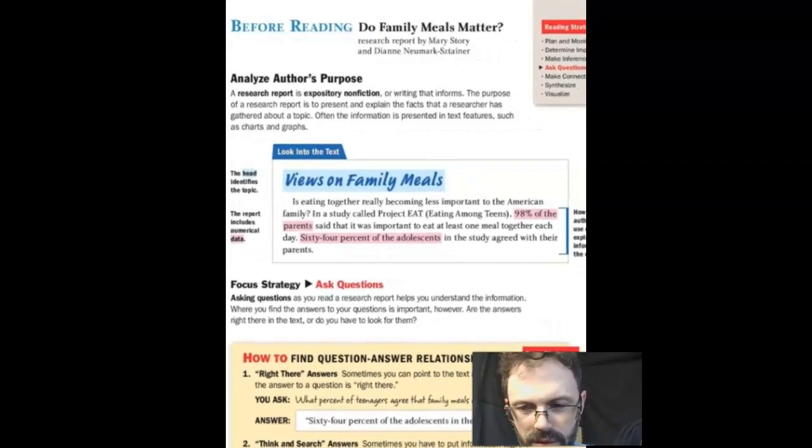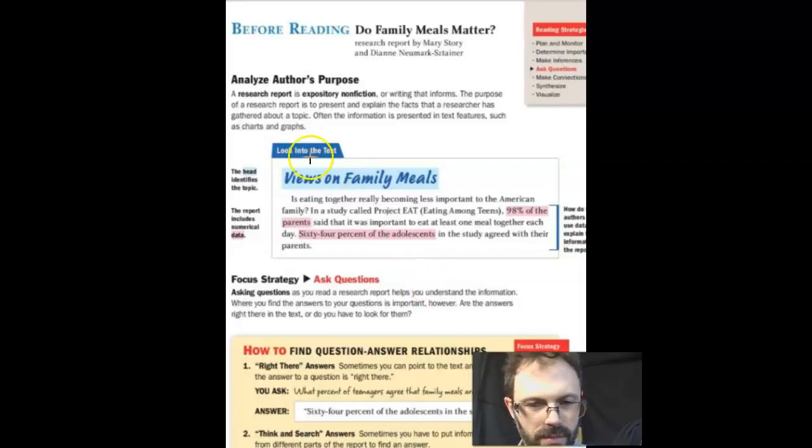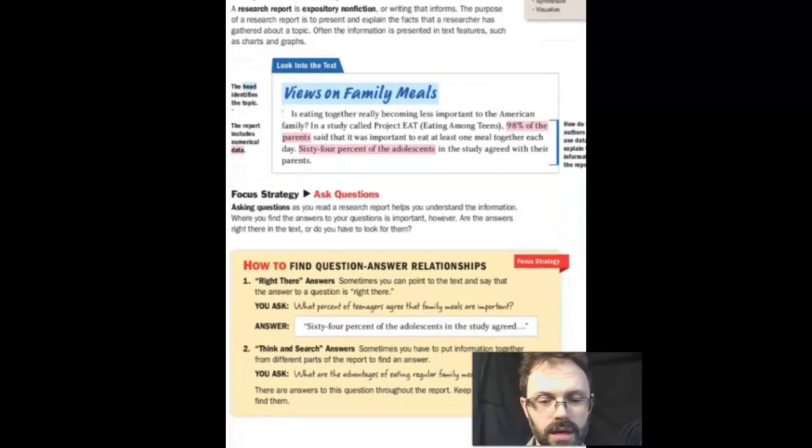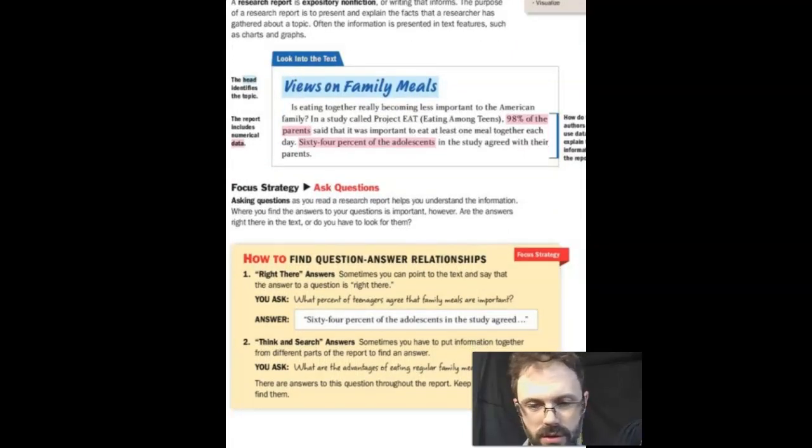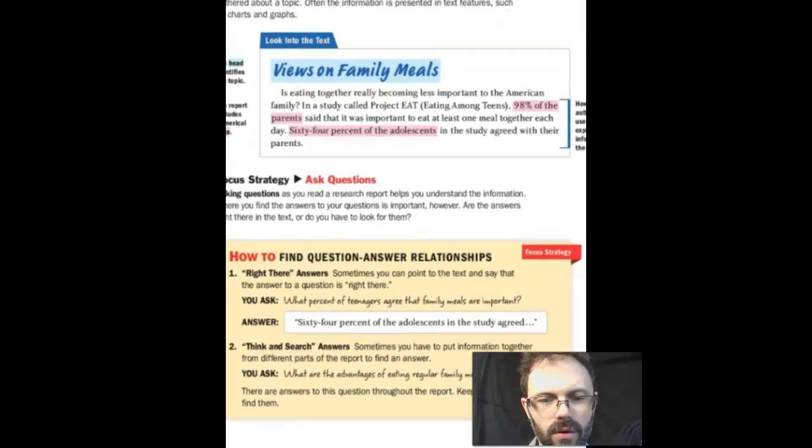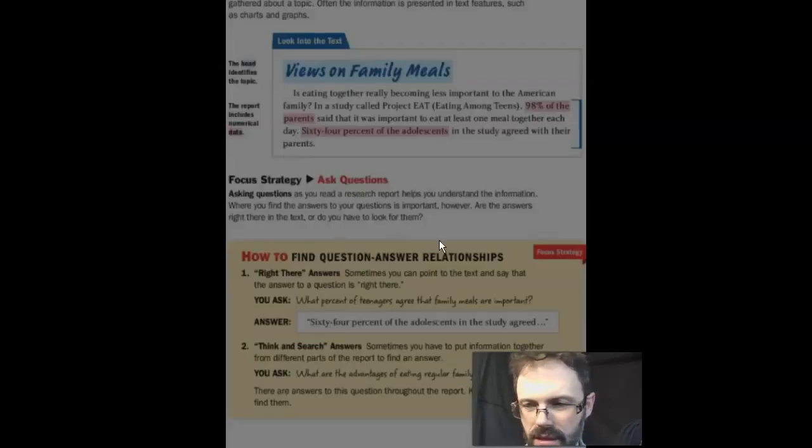So here's another example. When you look in the text, you'll see a head. For example, here, this is the head. It identifies the topic. And so this part of the text is about views on family meals. And you can see that inside of here, I won't read everything, but here it says 98% of the parents said. So the report includes numerical data. And here's another example, 64% of the adolescents. So those are data points. They are numbers that the author includes because the author is presenting you some research. And so what we're going to focus on are asking these self-questions.